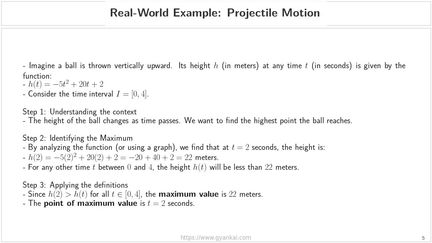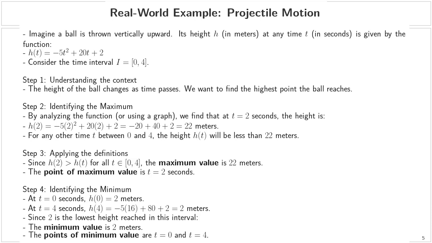Step 3 is where we apply the formal definitions we discussed in the previous slides. Since the height at 2 seconds is greater than the height at any other time in our interval, we can formally state that the maximum value is 22 meters. It is important to note that the point of maximum value is t equals 2 seconds.